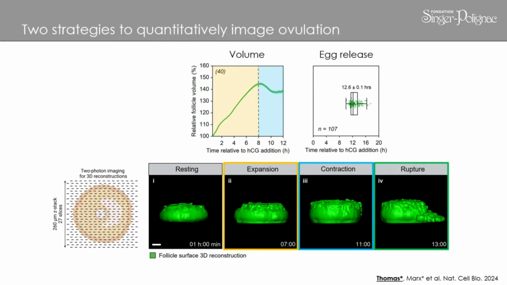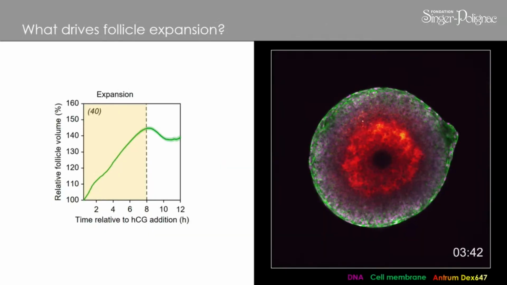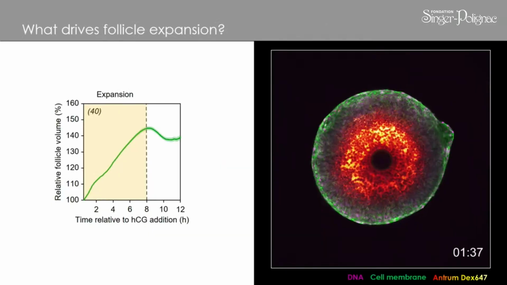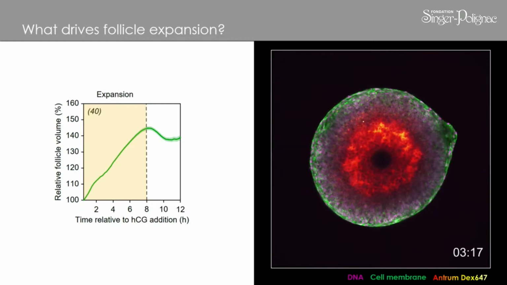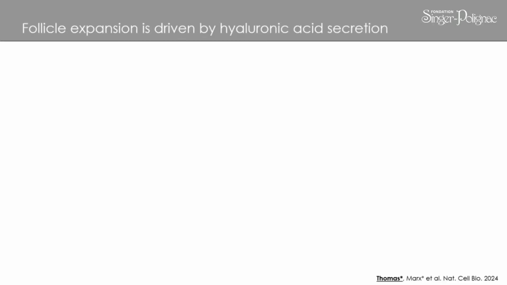So now I'll focus a little bit on some of the work we did to identify the pathways that are driving each of these phases of ovulation, starting with expansion in the first 8 hours. So we first asked ourselves, what do we know is happening in the follicle at the same time that we see follicle expansion? And we know that the cells that directly surround the oocyte, the cumulus cells, spread outwards in a process known as cumulus expansion that's driven by hyaluronic acid secretion.